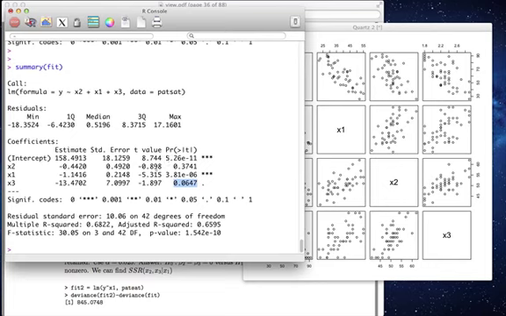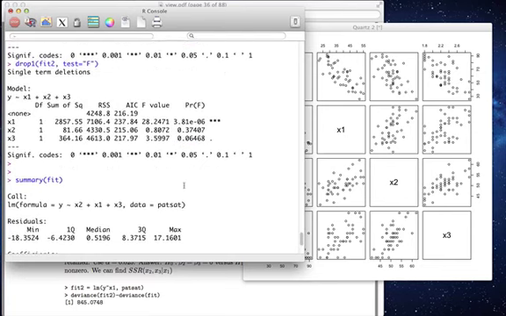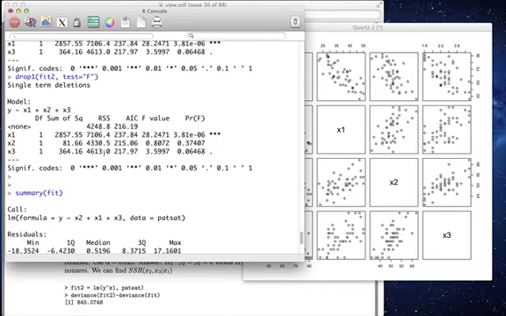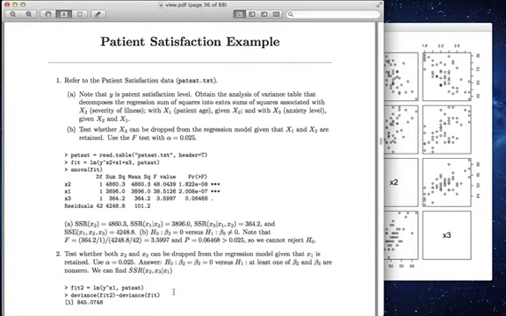Notice that we get the same result with the t-test, and that's not an accident. So we get exactly the same result with the t-test as we do with these partial F tests, dropping 1 term at a time. Let's move on.